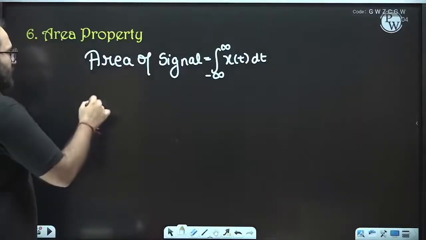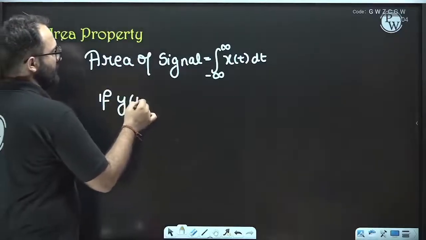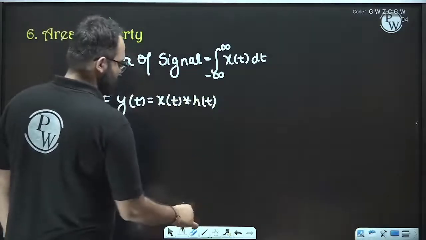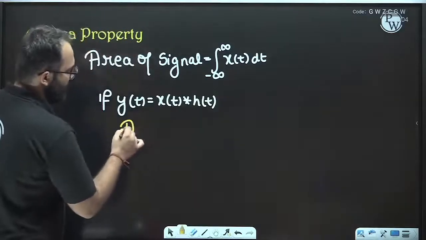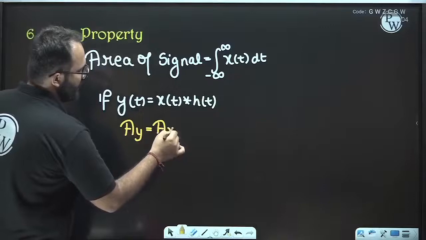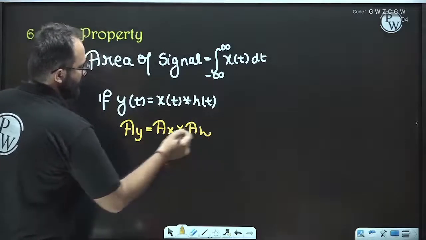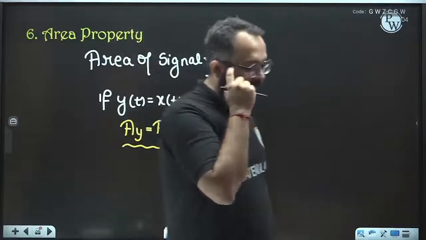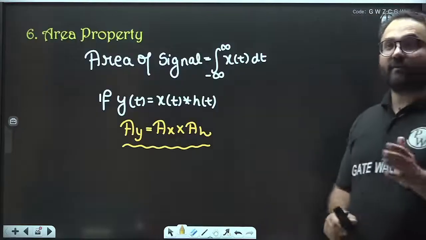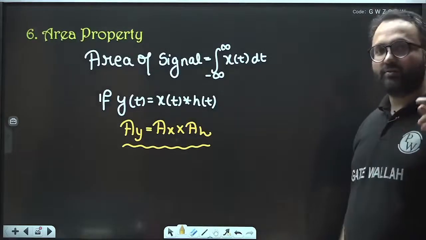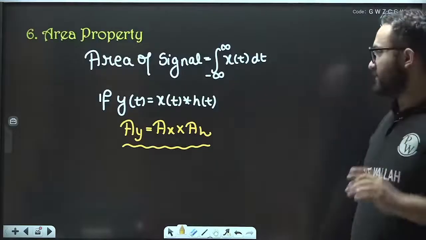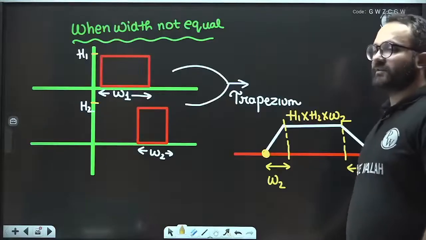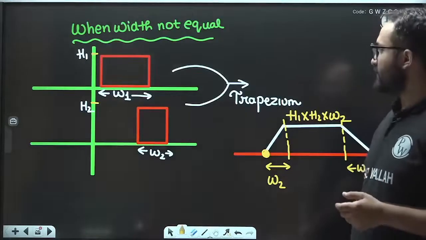Okay. So the area property says that if y(t) is equal to x(t) convolve h(t), then area of y is equal to area of x(t) multiplied by area of h(t). Remember this. So a question can be asked that find out the area of y(t), that is x(t) convolve h(t). Always remember that the area of y(t) is equal to area of x(t) multiplied by area of h(t). Okay, great. So we have seen the convolution of two rectangles. We have seen both the cases, width equal and width not equal.